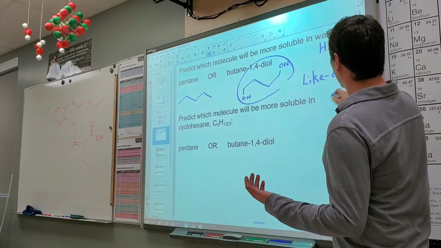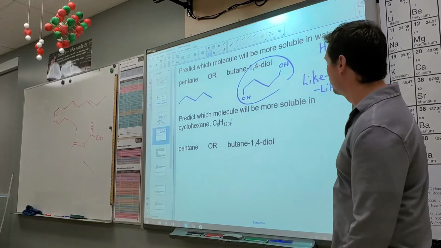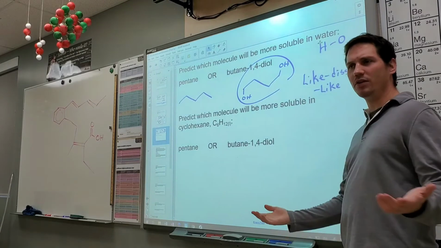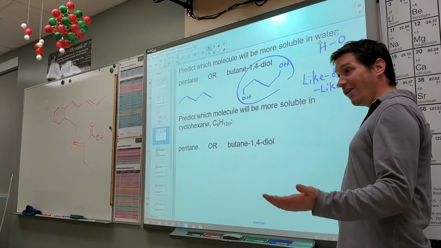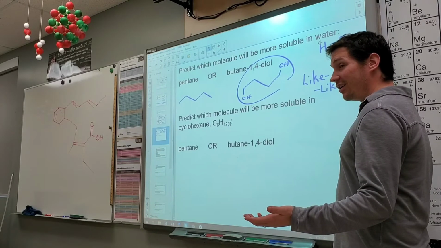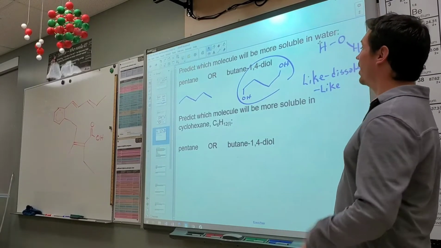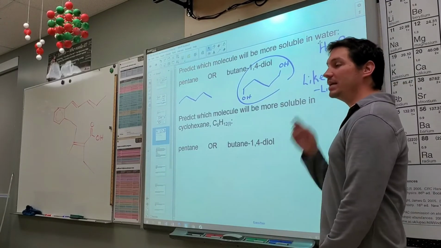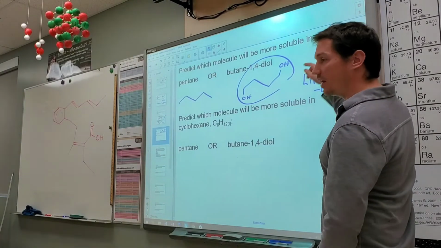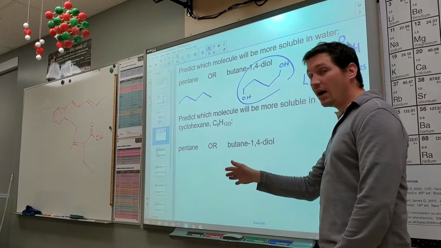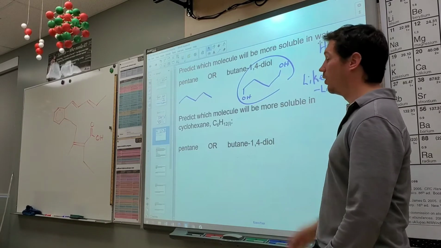The reason why that is because in general we say like dissolves like. Have you ever heard that before? Like dissolves like? So what like dissolves like means is that if water has the ability to hydrogen bond, then really only other substances that can also hydrogen bond will be able to force their way in between the water molecules.